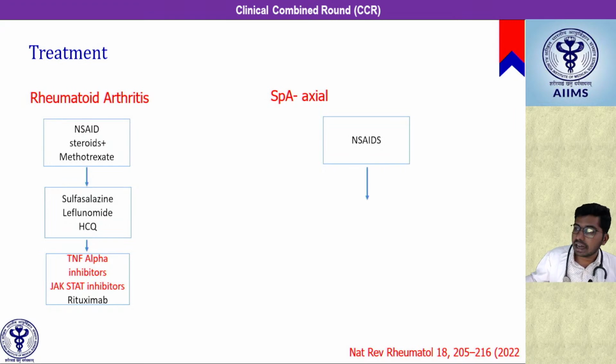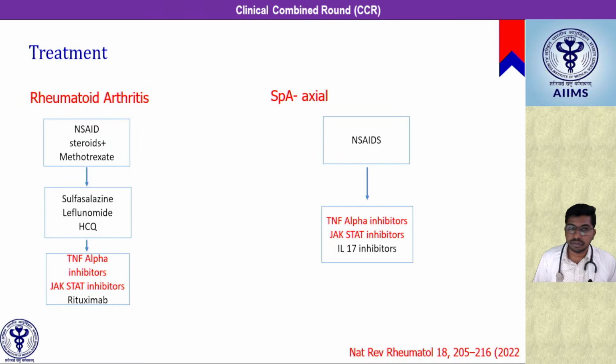So in case the patient has RA and SPA, I think the drugs which can work for both groups are the TNF alpha inhibitor infliximab and the JAK-STAT inhibitor tofacitinib. Thank you. I will invite Dr. Ranjan sir for further feedback.